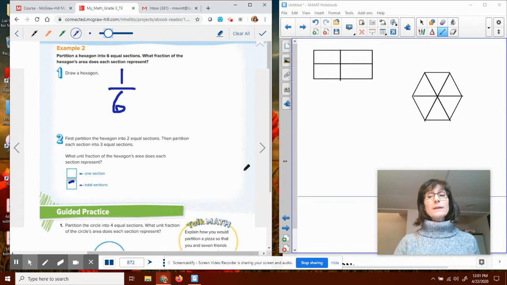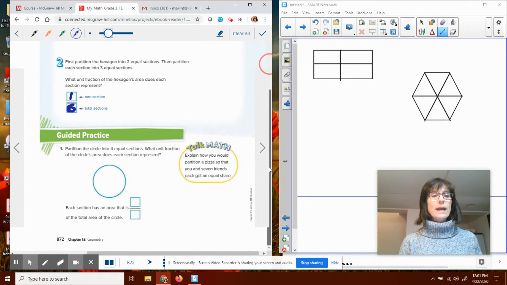Remember, unit being 1. Number 2 is first partition the hexagon into 2 equal sections, which you could, if I did this again, let's see, you actually have a trapezoid here and here. Then partition each into 3 sections. What unit fraction of the hexagon does each represent? And we just said is 1/6. Let's go down to the bottom under guided practice.